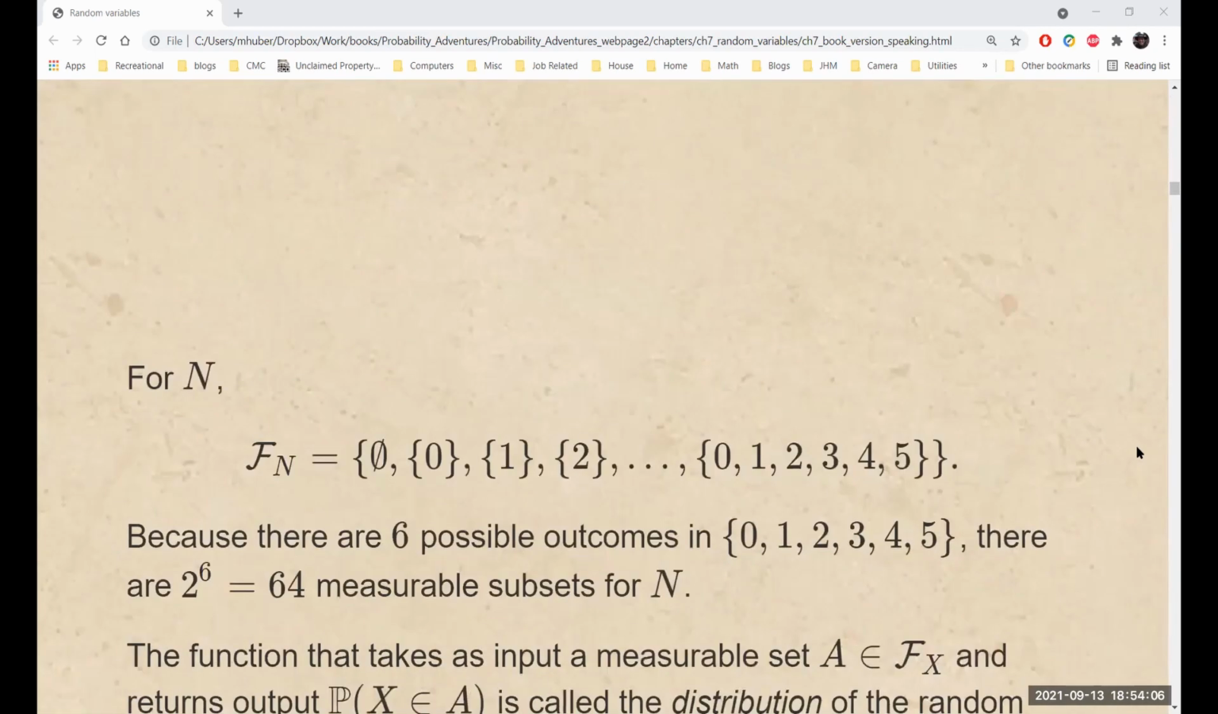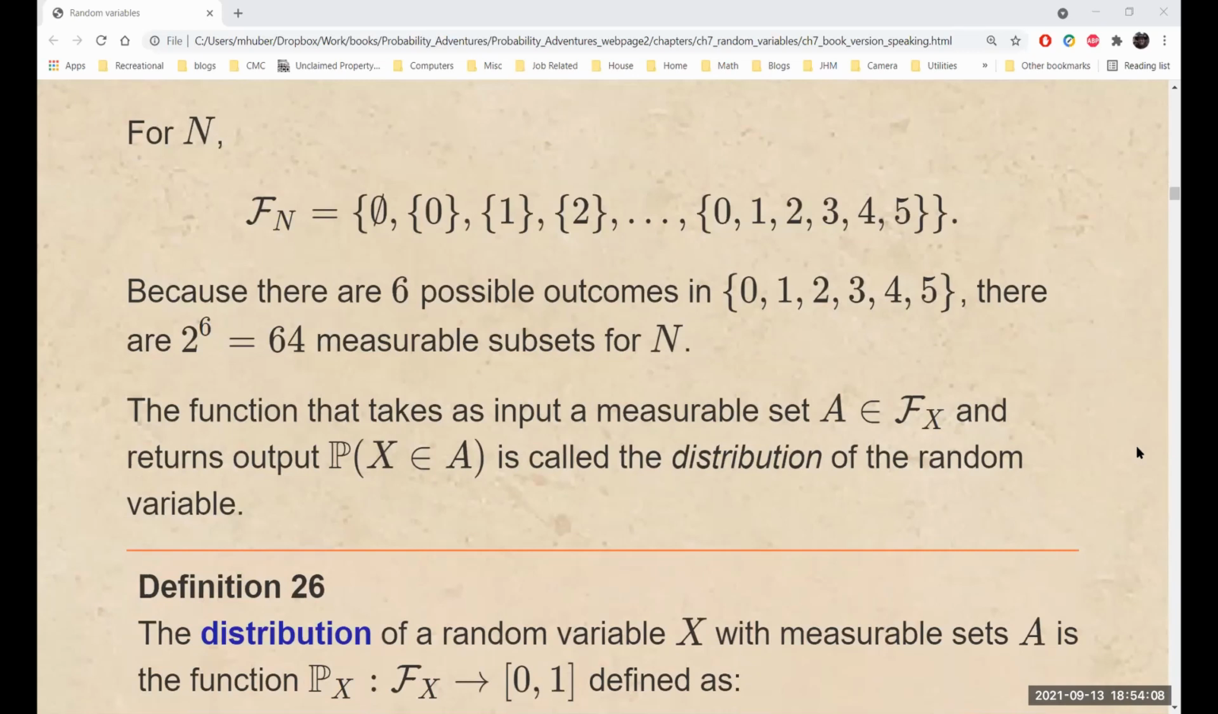For the random variable N, the set of measurable sets with respect to capital N, script F sub N, includes the empty set, the set that only contains 0, the set that only contains 1, and in fact, every single subset of the set {0, 1, 2, 3, 4, 5}. Because there are 6 possible outcomes, there are 2 to the 6th power, or 64 measurable subsets for N.